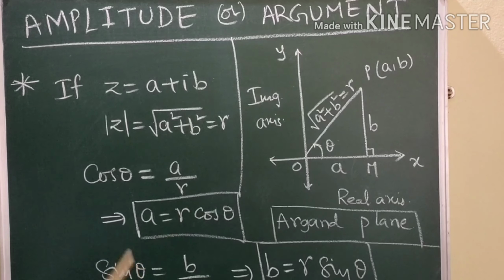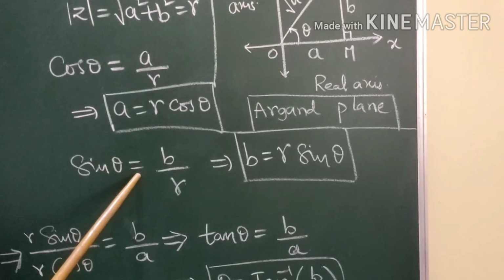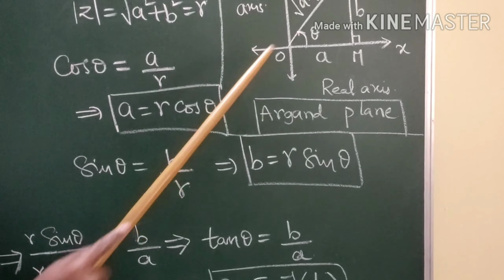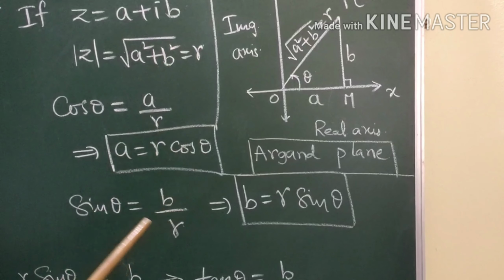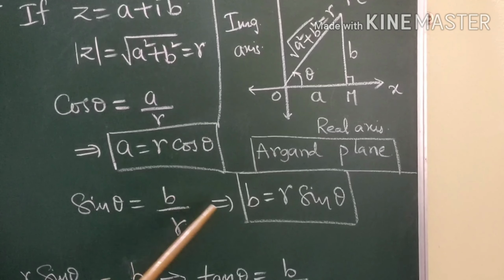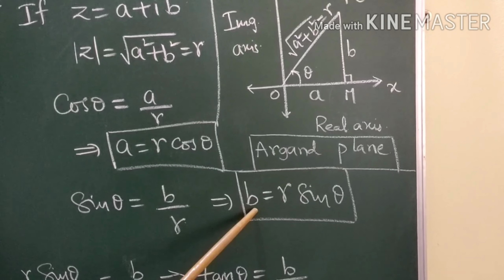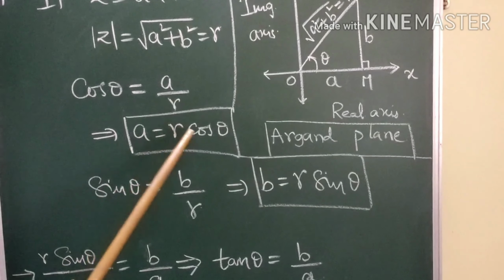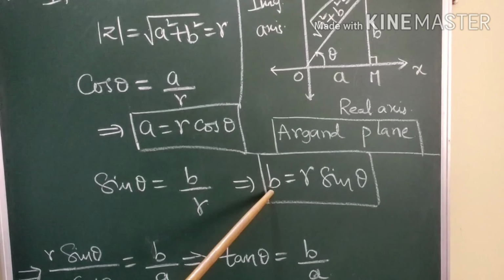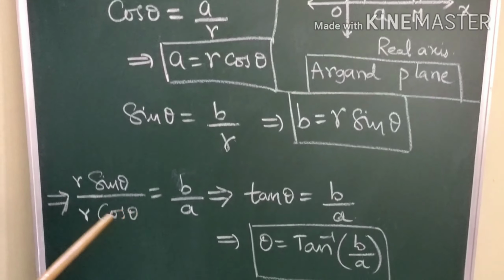Similarly, sin theta is equal to b by r. That means opposite side by hypotenuse. Sin theta is equal to b by r. That implies b is equal to r sin theta. Here a is equal to r cos theta and b is equal to r sin theta.